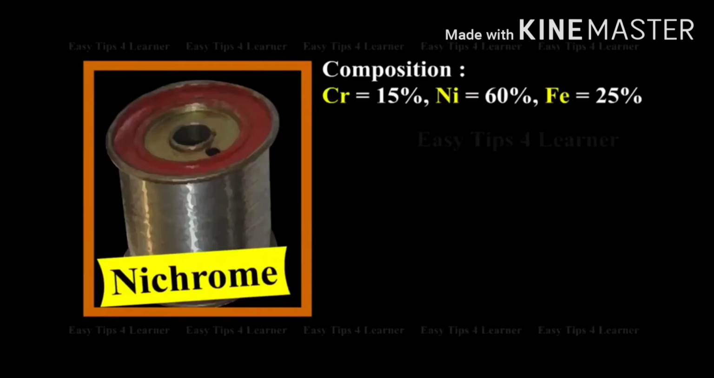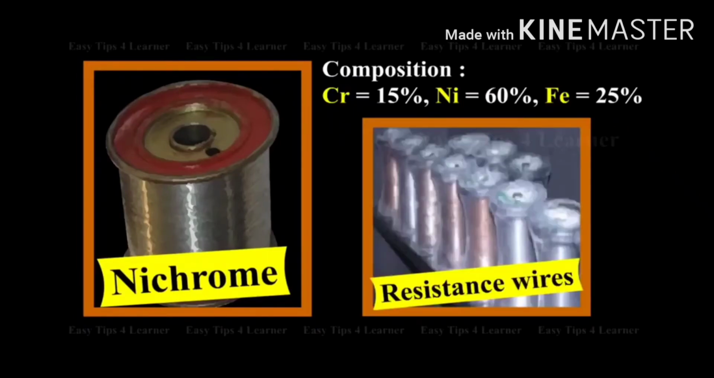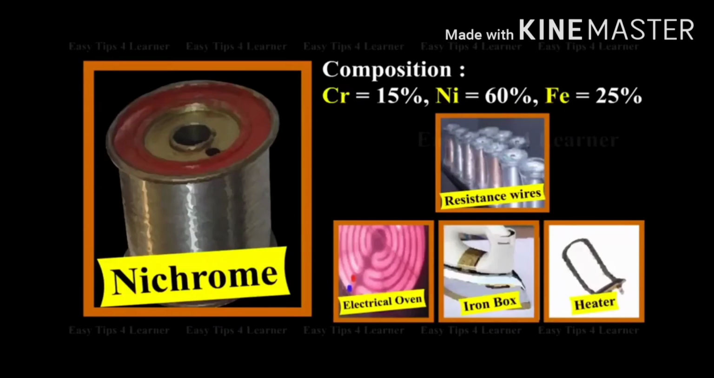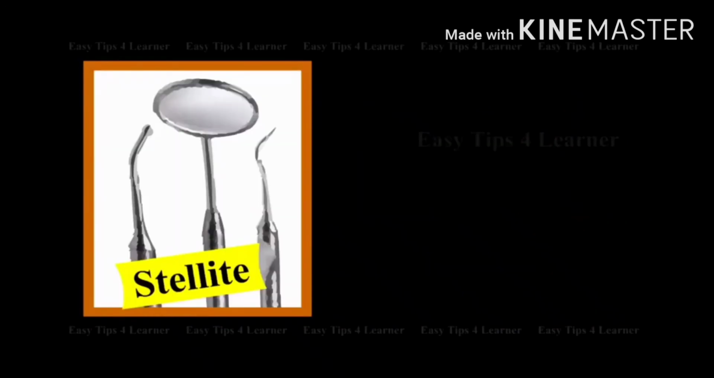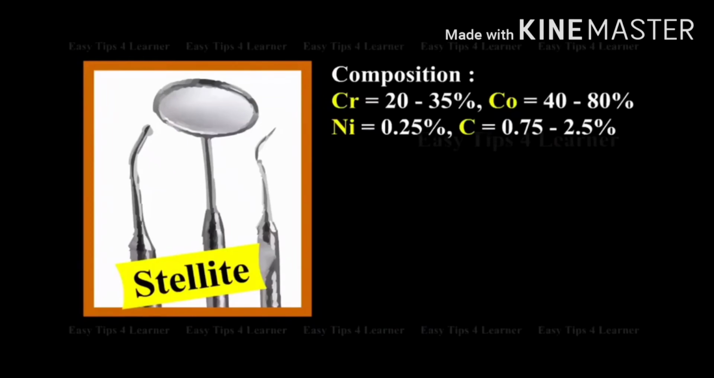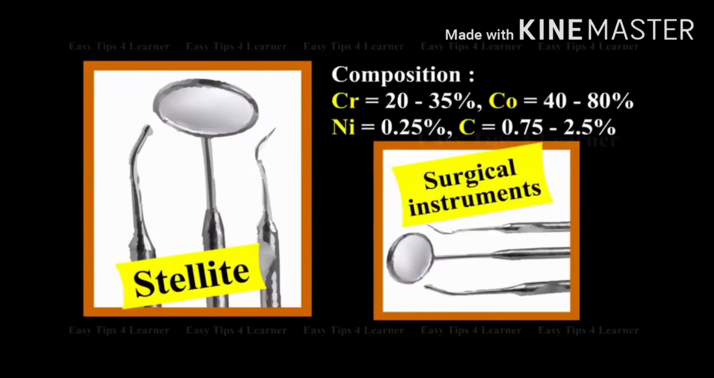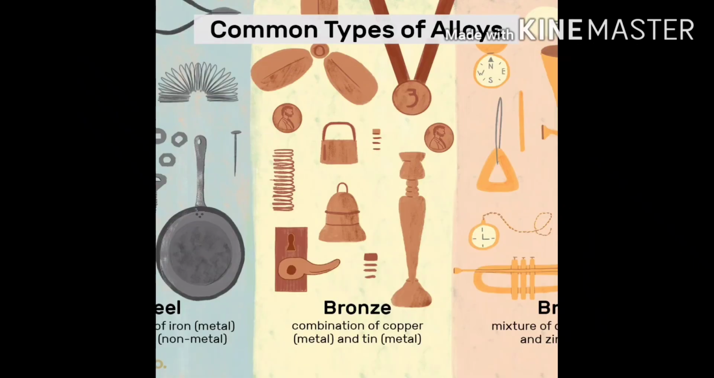Nichrome, we can say this is only one compound, but it is a combination of chromium 15%, nickel 60%, iron 25%. We use this for resistance wires and various purposes. Next one is stellite, which is a combination of chromium 20 to 35%, cobalt 40 to 80%, nickel 0.25%, carbon 0.75 to 2.5%. This means various components are there in this. It is used in cutlery, surgical instruments, and various other purposes.